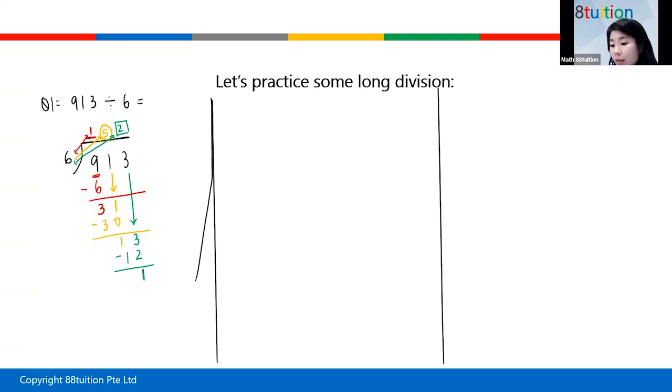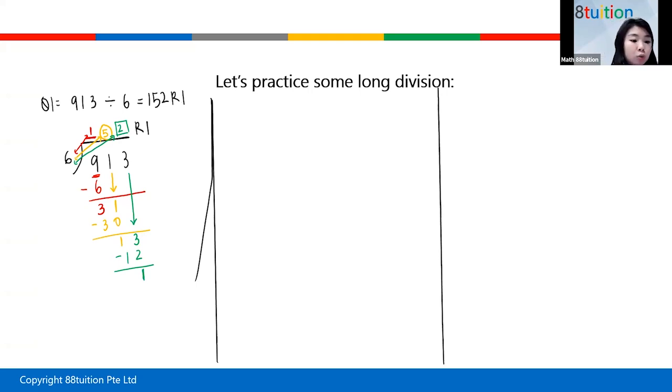So for this question, we have a remainder. Don't freak out in the exam if you have a remainder. You might have a remainder, it doesn't matter. So the answer is 152 remainder 1. Kayla and Wen-Xing, are we good?